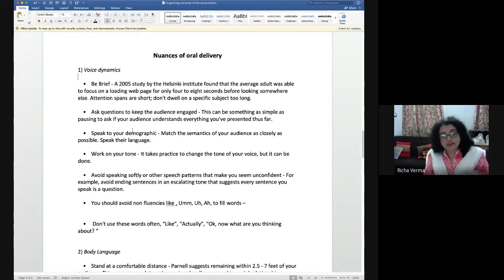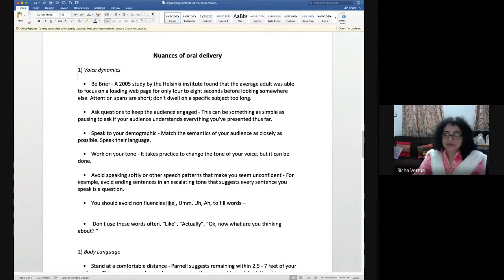Okay, आप बहुत ज़्यादा उस पे आप स्टोरी सुना रहे हैं, बोल रहे हैं, तो वो कंटेंट और वैल्यू उस बात की खत्म हो जाती है. So don't dwell on a specific subject for too long. Okay. Then we come to the next point, that is ask questions to keep the audience engaged.